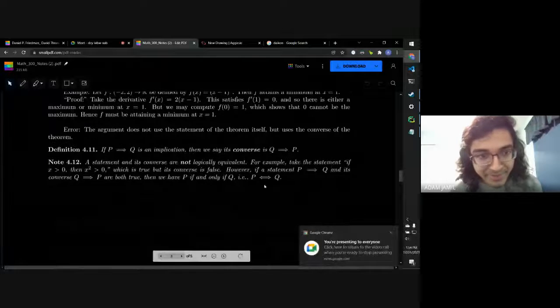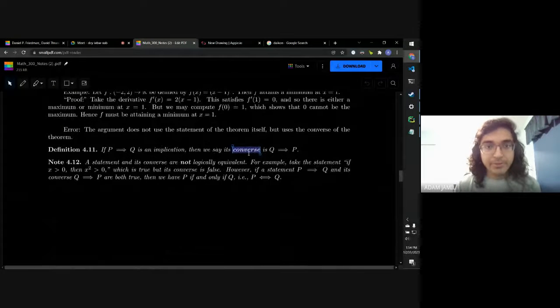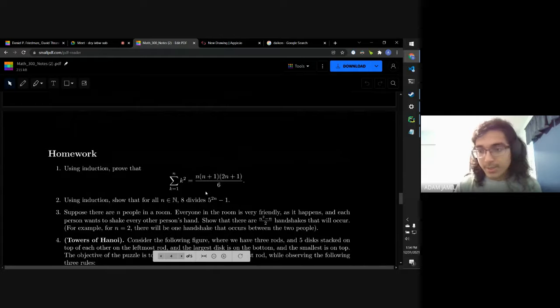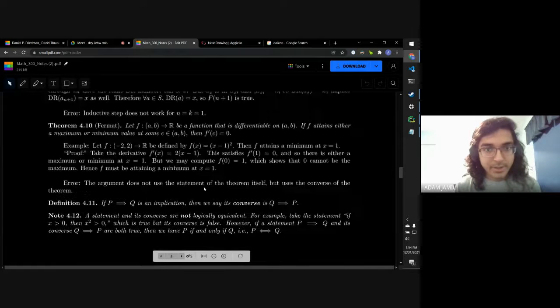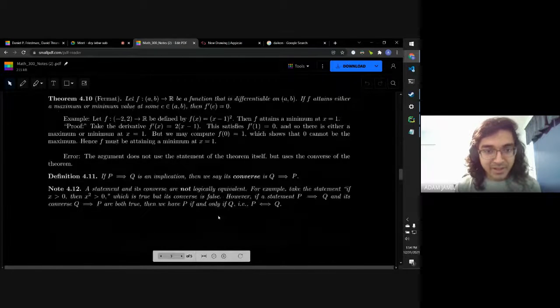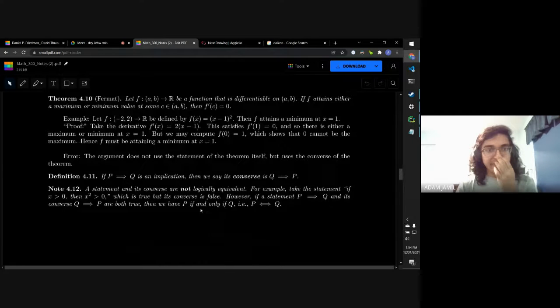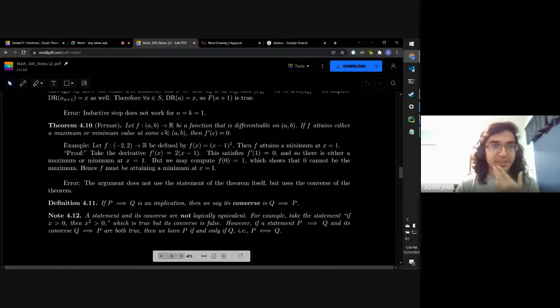We'll just move along. And we have the definition of a converse here. If P implies Q is an implication, then its converse is defined as Q implies P. And in general, statements and their converses are not logically equivalent, because promises are really one directional unless you prove them to be bidirectional. Okay, that's the end of the lecture. That was pretty fast. Sorry for this weird stuff at the end, but I think it's definitely important to be careful when you have theorems to not accidentally think about the converse.